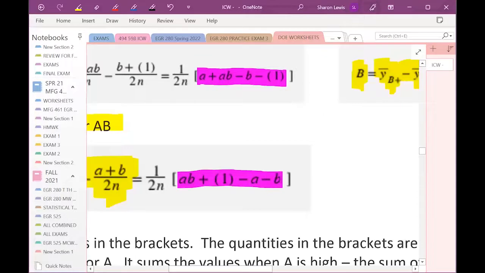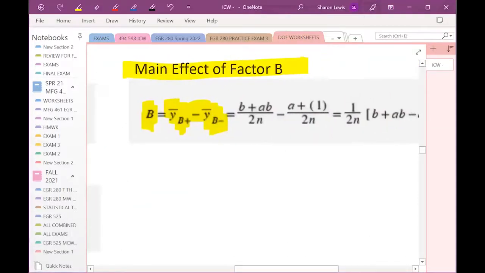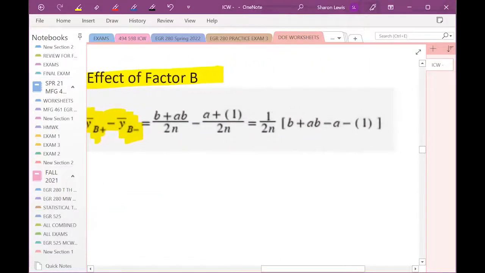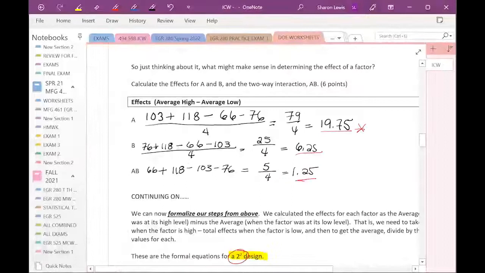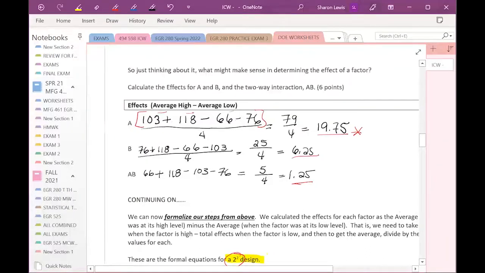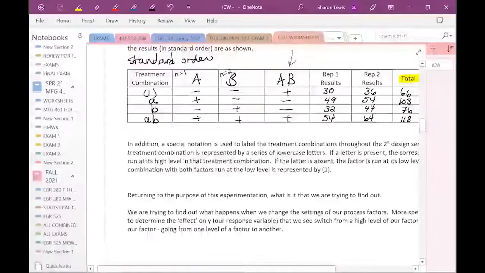These pieces in here, in those brackets, those are called contrasts. And all it is, is the sum of the highs minus the sum of the lows. In fact, when I took the average, that's why I was very careful to write out the top. That's the high, high, low, low. So since this is A, remember we have that special notation.